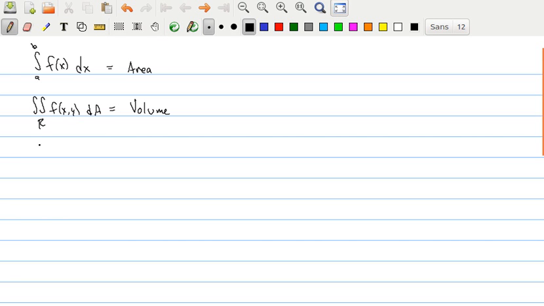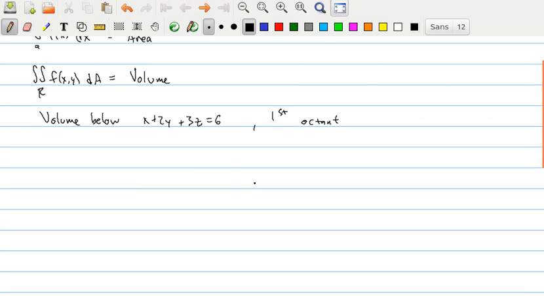Let's say we're looking for the volume below x plus 2y plus 3z equals 6, and in the first octant. So if we just schematically get an idea of what this looks like, we've got the x-axis coming out of the board, we've got the y-axis and the z-axis.